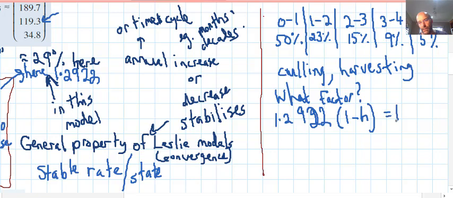What we need is basically this, using that value, and remember that value varies depending on the model. If we use that, we've got 1.2922 times 1 minus h. Now h is the proportion removed through shooting or physical removal, or whatever procedure is being followed, and that h actually becomes the culling factor.